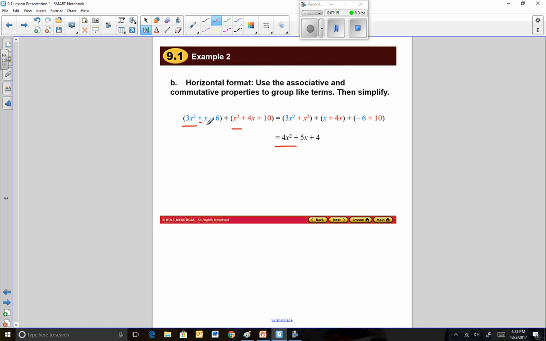Then we have plus x. So we look in this expression, and we look for one that has an x. So it's 4x. So 1x plus 4x is 5x. And then we take a look at the constants. -6 plus 10 is a +4. So there's your answer. That's the sum of the polynomial.